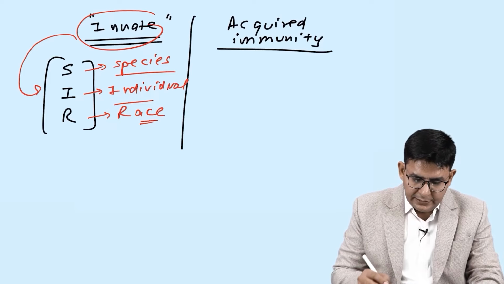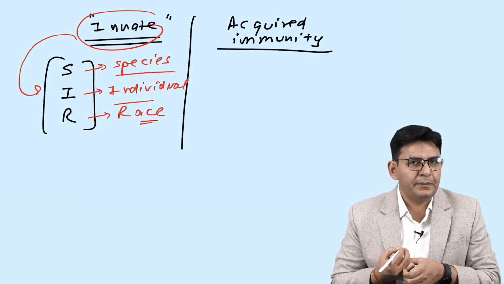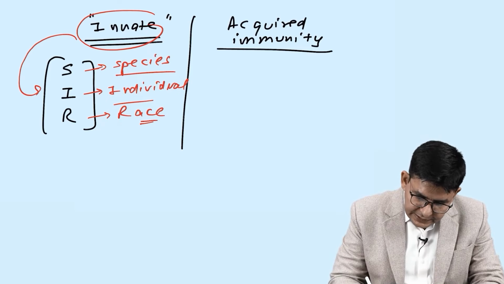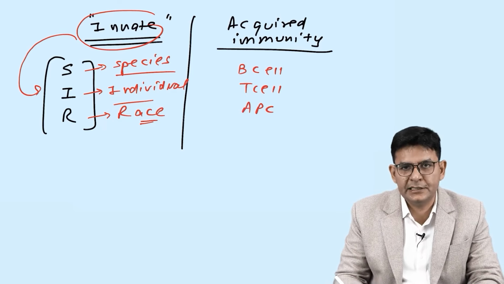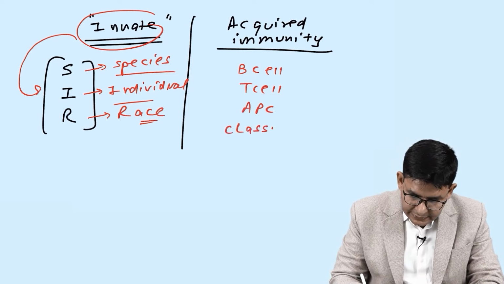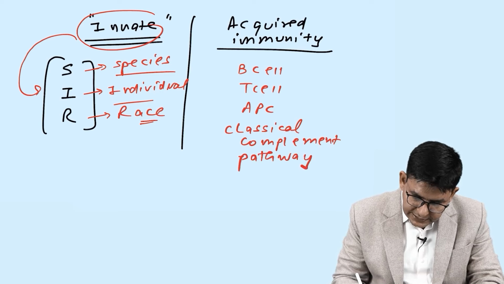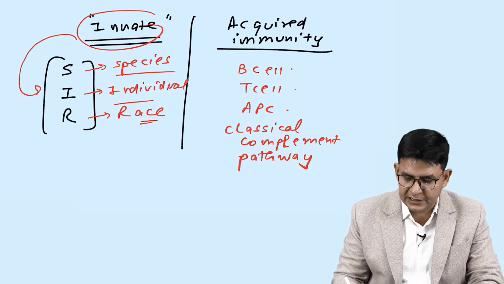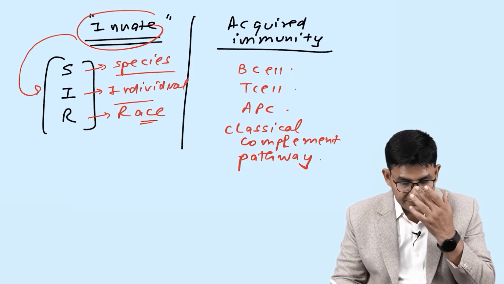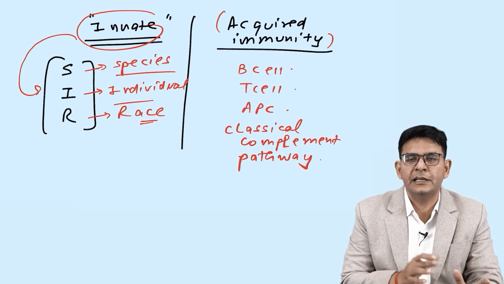Then this will help you: four things mainly are part of acquired immunity. That is B cell, T cell, antigen presenting cell, and classical complement pathway. Classical complement pathway. So one is B cell, one is T cell, one is antigen presenting cell, and one is what? Classical complement pathway. These four are part of what? Acquired immunity. And the rest of all other things are part of what?